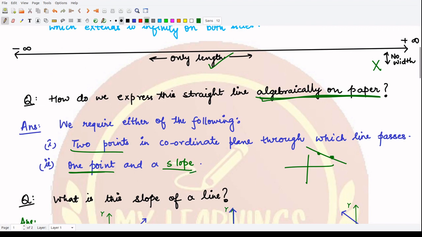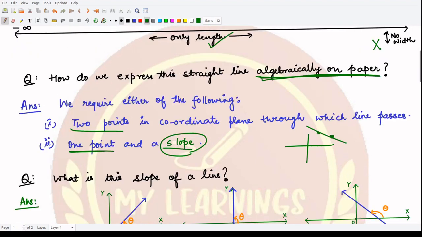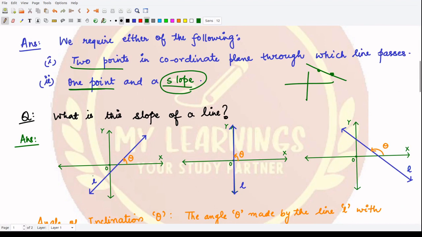So what is the slope? We may be hearing this term for the first time. What is the slope of a line? For the slope of a line, I am taking 3 instances of a straight line on the coordinate plane: the first figure, the second figure, and the third figure. In the first figure the line L goes like this, in the second it is vertical, and in the third case it is like this.